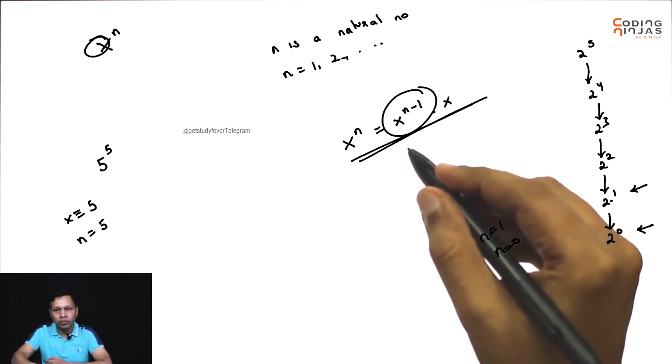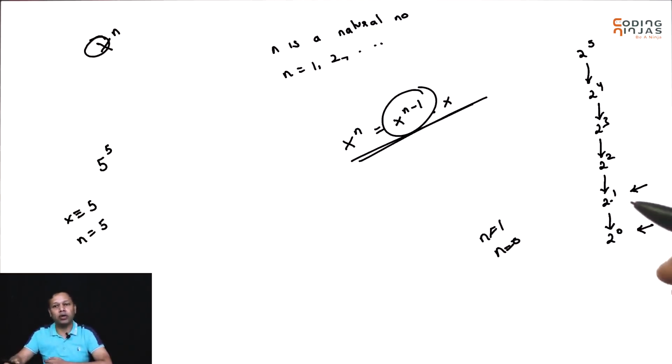I also need to check where my recursion would stop. For my recursion to stop somewhere, I need to have a base case. So this looks like a reasonable base case, wherein anything raised to the power 0 is 1, and I can take this as a base case.